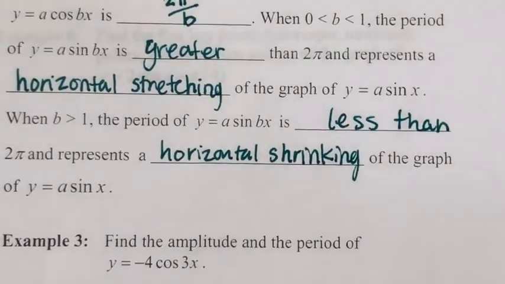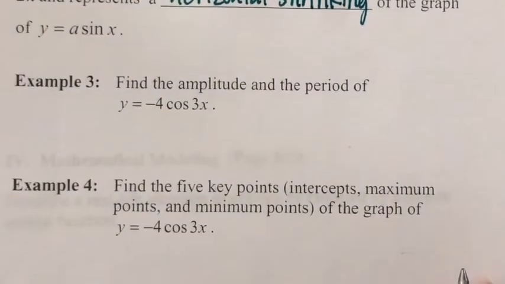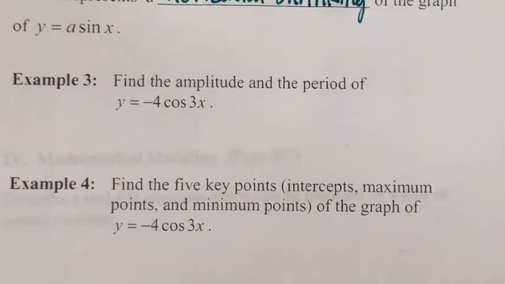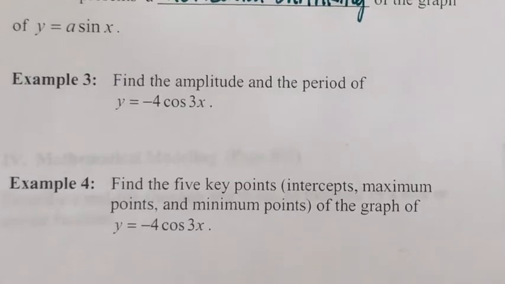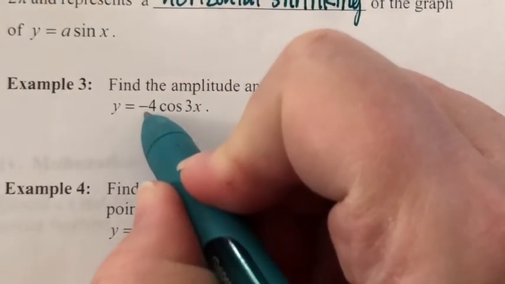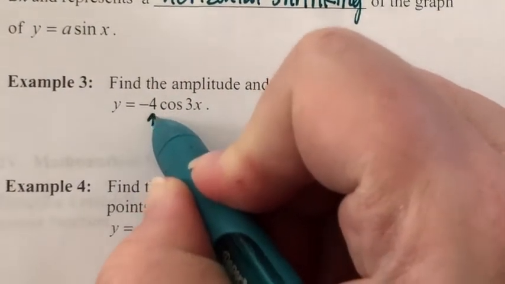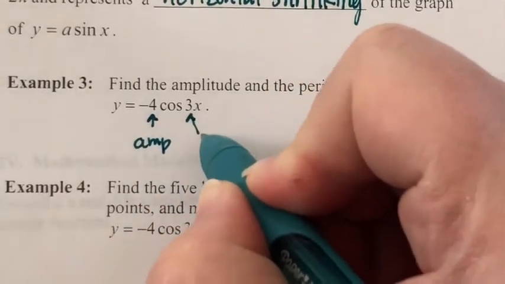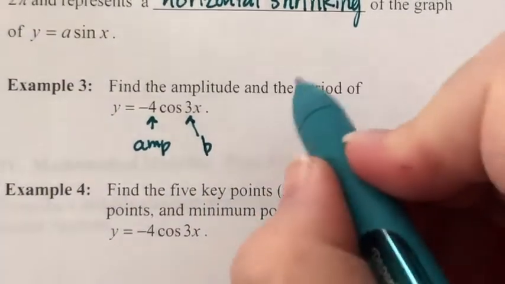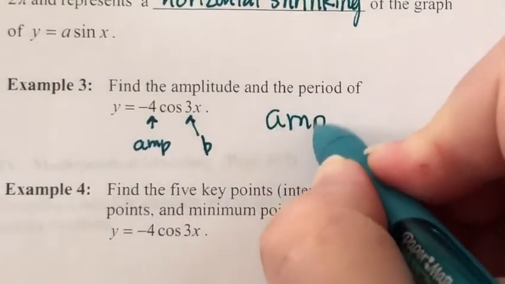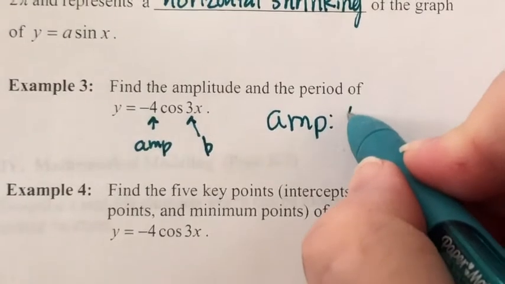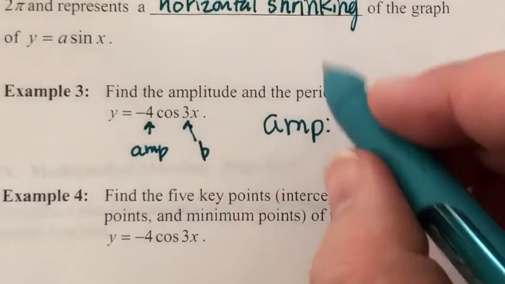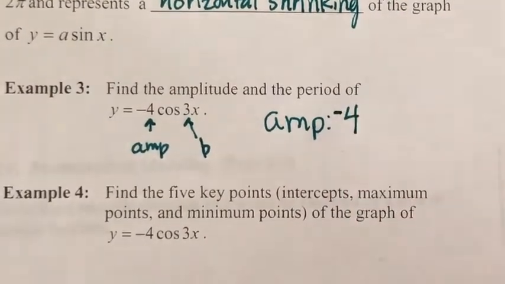Of the graph y equals sine of x. So here's an example. Find the amplitude and the period of -4 cosine of 3x. So we know that that has to do with the amplitude and that 3 is the b part of the period. So we can say our amplitude would be 4. In fact, we can kind of say the amplitude is -4 because that negative does come into play.